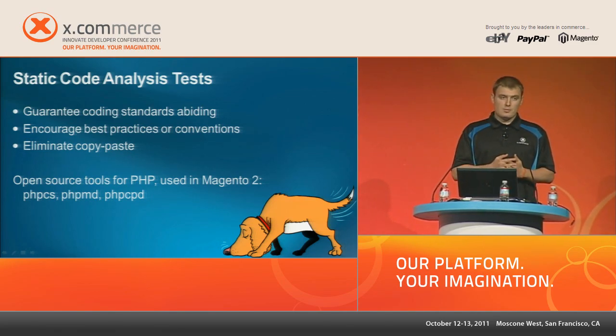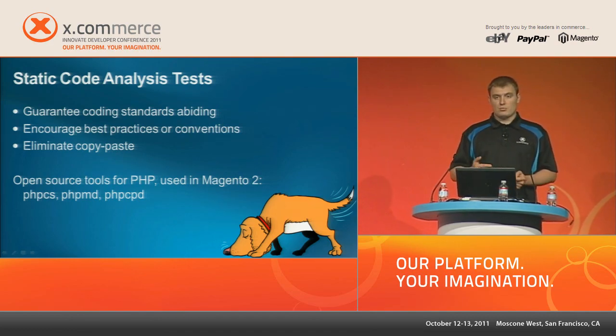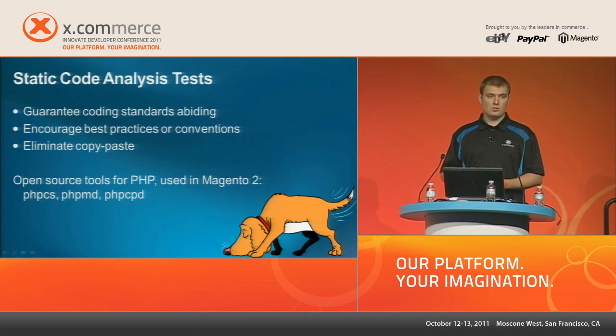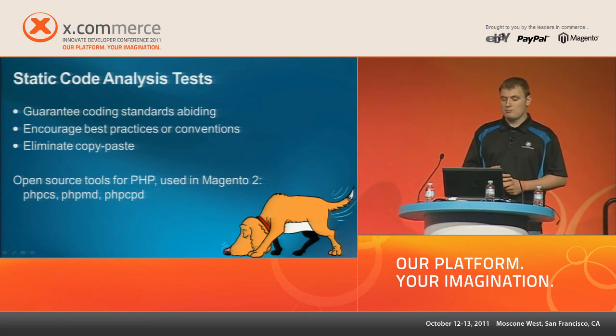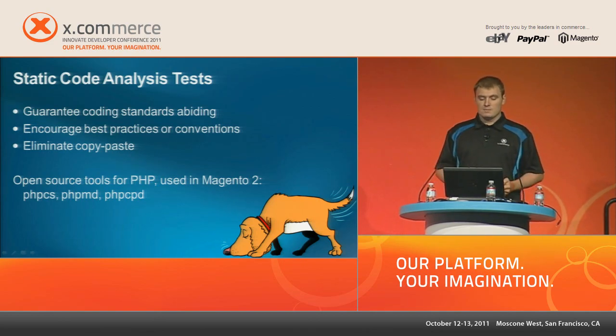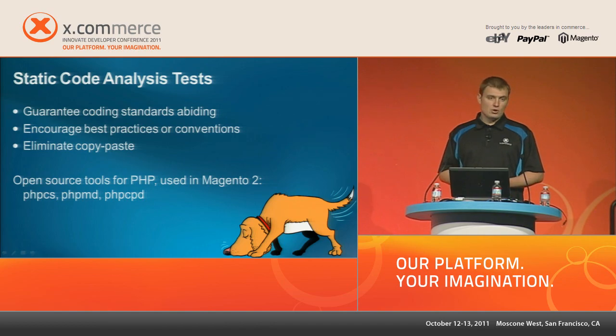There are tools for different programming languages which allow doing that. And for PHP, as Magento 2, for example, is implemented in PHP, we use 3 tools. PHP Code Sniffer to enforce the coding standard, PHP Mess Detector to see whether there are bad practices or poorly designed code anywhere, and PHP Copy Paste Detector, well, to detect the copy paste.